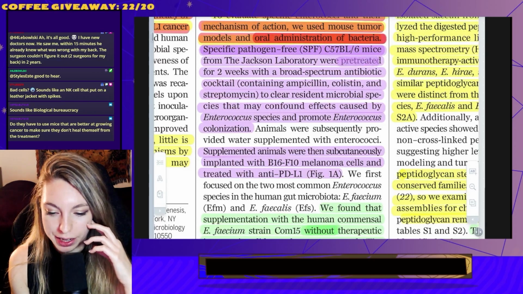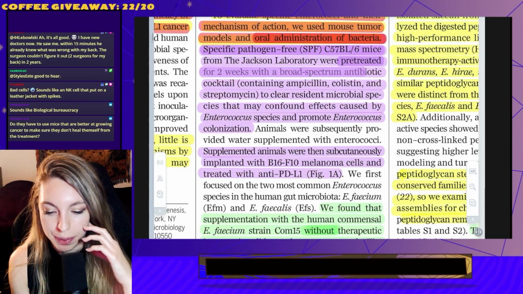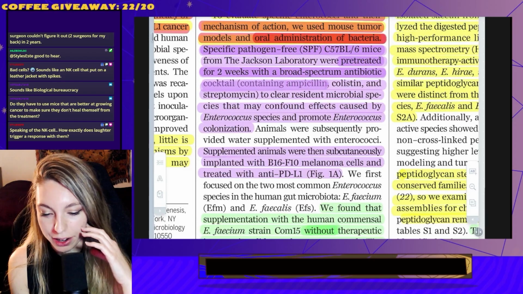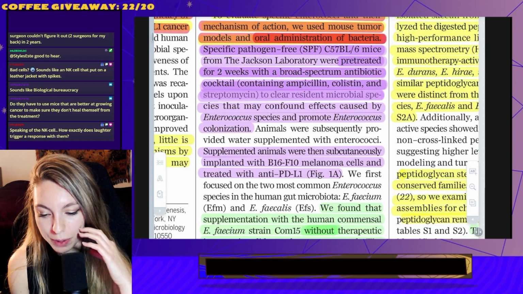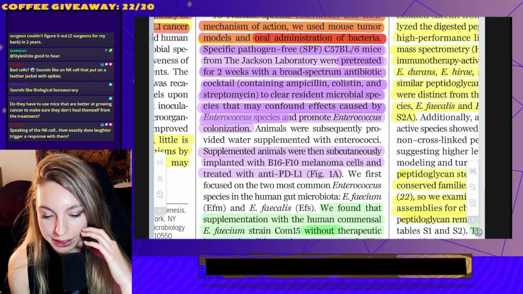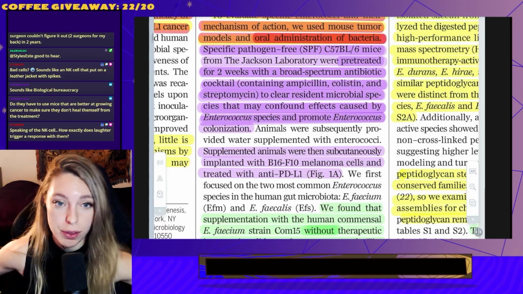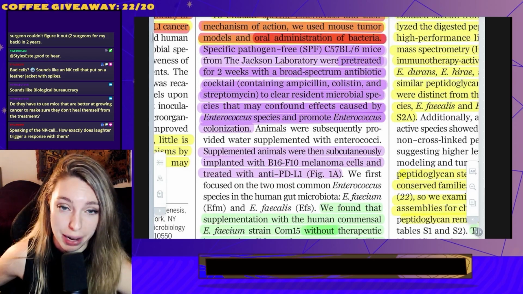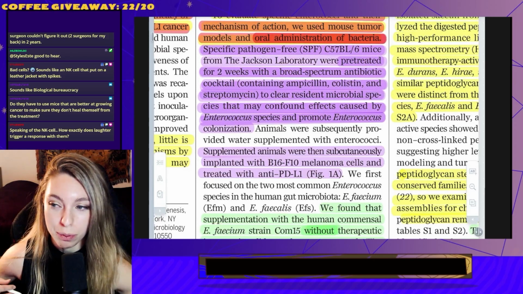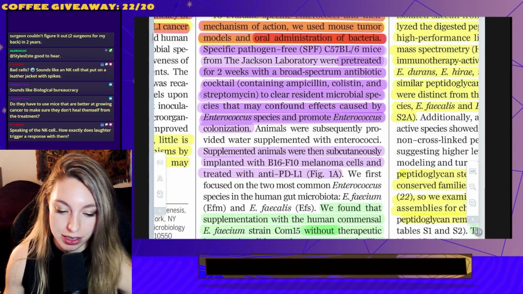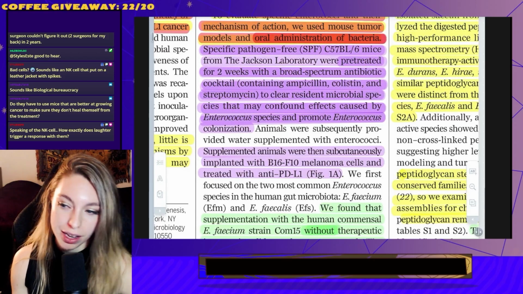And then they pre-treated the mice for 2 weeks with broad-spectrum antibiotic cocktails. So this contained antibiotics like ampicillin, colistin, and streptomycin to clear out their resident microbial species that may confound effects caused by enterococci. So what this means is they used antibiotics to kill all of the bacteria that normally lived in these mice so that they could then basically just give them one type of bacteria, which is the enterococci. So it's kind of creating an empty slate.